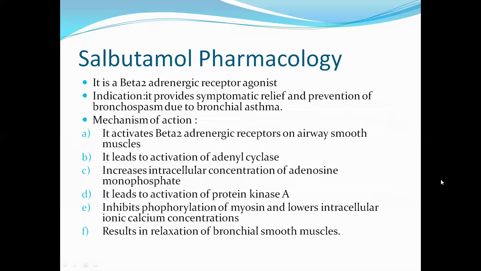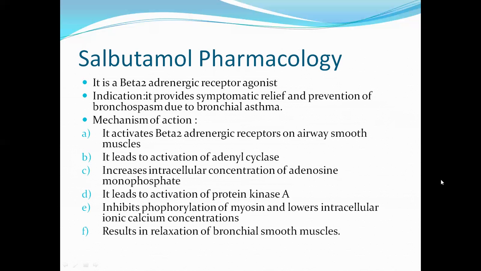Next, the drugs which are used for asthma. The first one is salbutamol. Let's discuss the pharmacology of salbutamol. So what is salbutamol? Salbutamol is a beta-2 adrenergic receptor agonist, and it mainly provides symptomatic relief and prevention of bronchospasm. Spasm means constriction, so the constriction of bronchial smooth muscles is called bronchospasm. Salbutamol reduces that bronchospasm, meaning it will dilate and relax the bronchial smooth muscles.